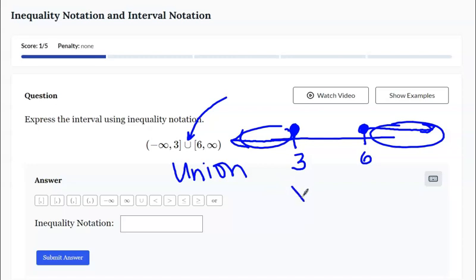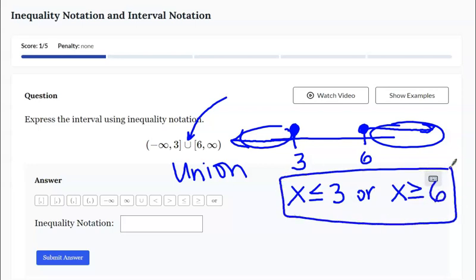I'm going to have to write that I can be anything that's less than or equal to 3, or I can be anything that's greater than or equal to 6. So this is inequality notation. So here I'm going to type, using these inequality symbols up here or on my keypad, x can be less than or equal to 3, or x can be greater than or equal to 6. Now remember, I need these "or equal to" signs because these were brackets, right? Those were closed brackets.